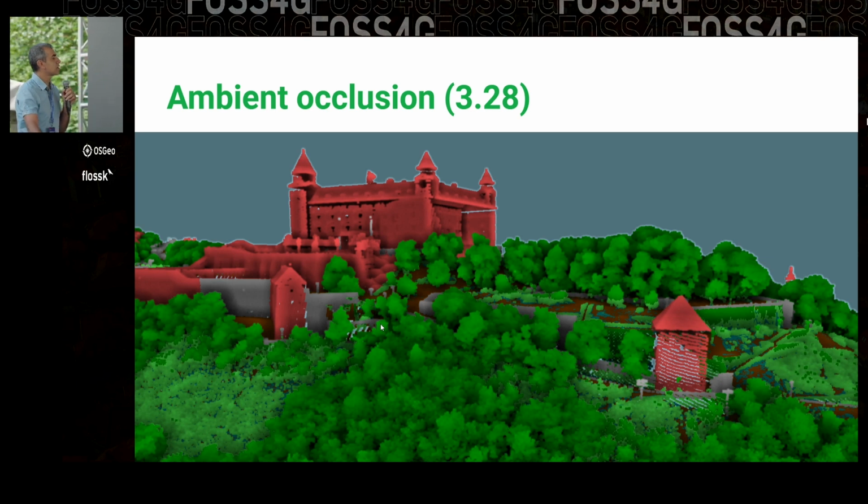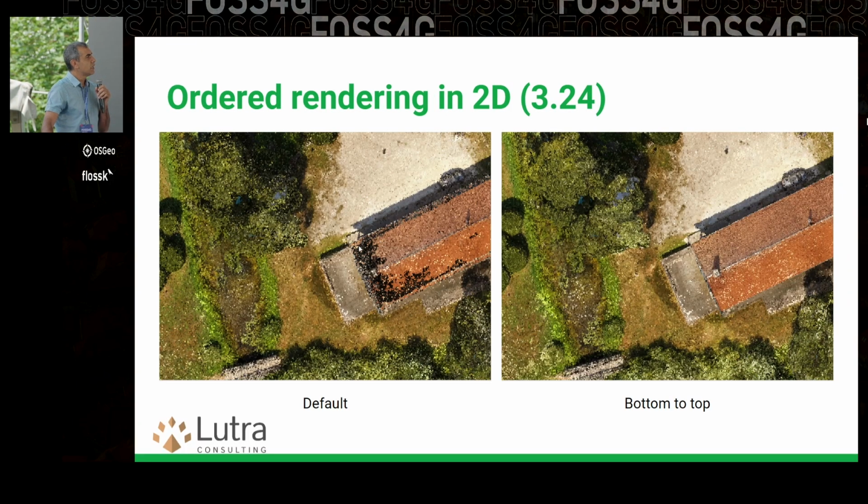Then ambient occlusion. You can easily identify trees, for example, by having this feature. Then ordering of your points. In this example, if you look at this part, the black dots are now reordered, and you will see the proper roof of your building, and the order changed from bottom to top.